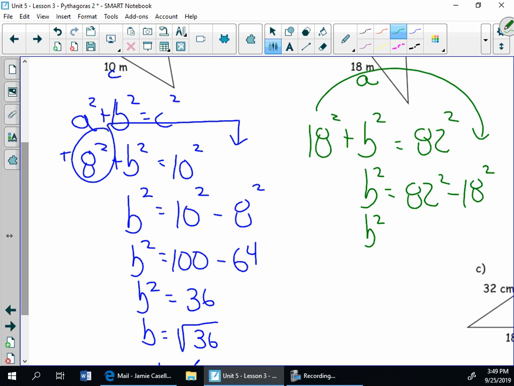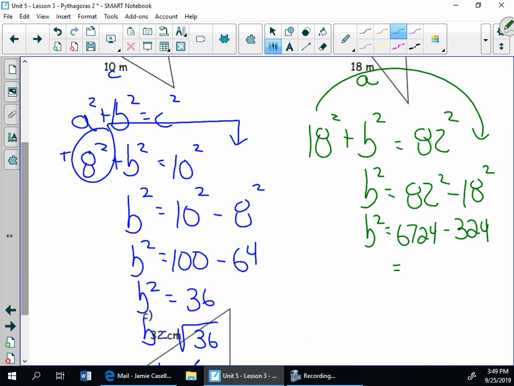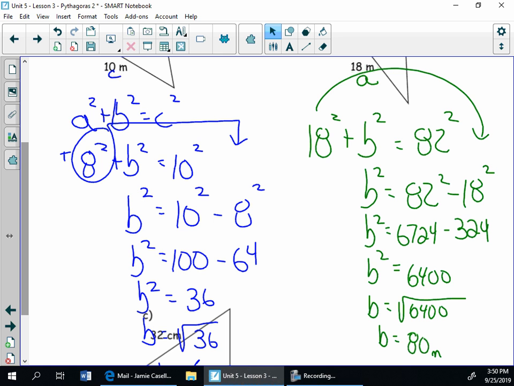I'm going to do my math now. 82 squared, the big one, 6,724. 18 squared is 324. Just move this guy out of the way over here. If I subtract those two things, I get 6,400 for b squared, but we want b, so that's the square root. And it turns out that b is exactly 80. And we have units here, so we should probably shove the units in. Okay, so same problem, different order.